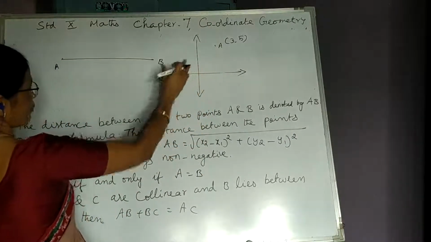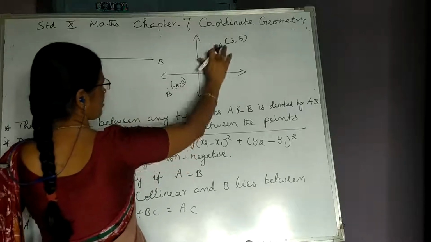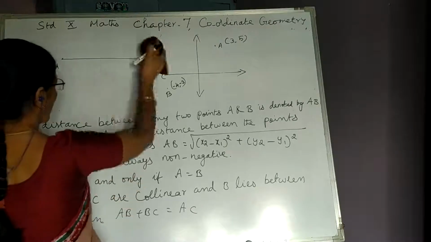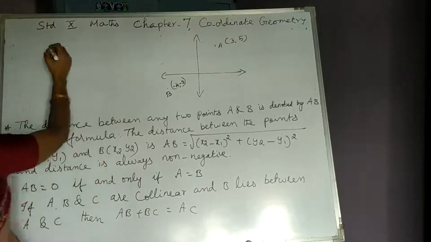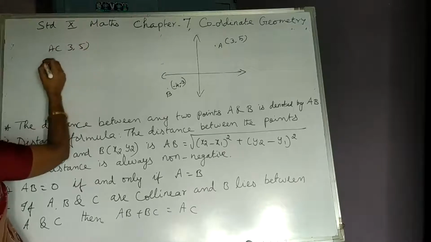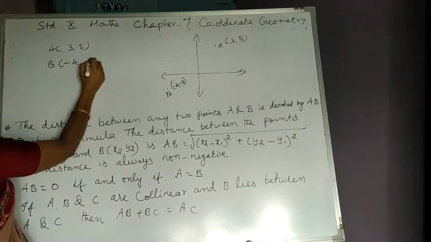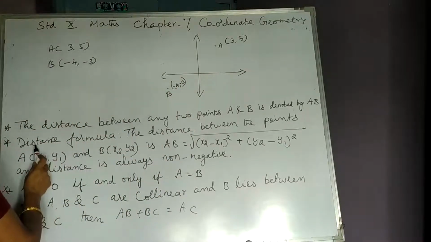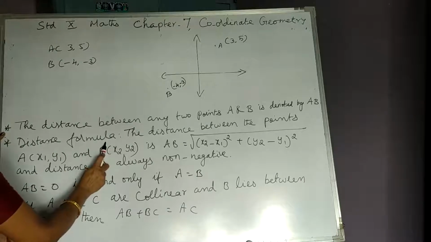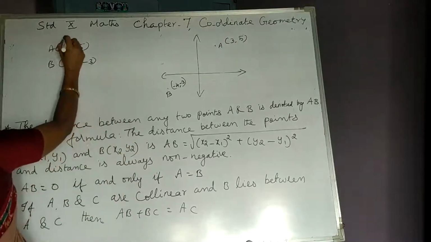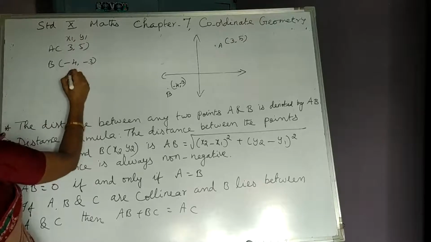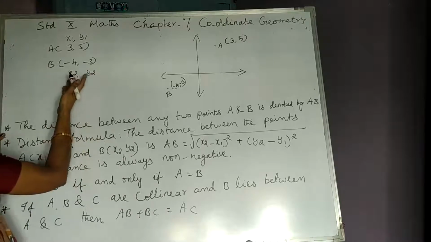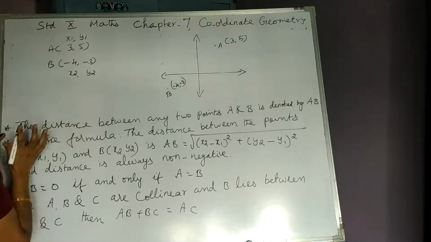If the figure is plotted, we can measure using a ruler. Whereas when the figure is not given, only the coordinates of A and B are given, the question is: find the distance between A (3, 5) and B (-4, -3). In that case, we are going to use a formula called the distance formula. What is the distance formula? The first coordinate is taken as x1, y1 and the second coordinate x2, y2. Or if you want, we can interchange this as x1, y1 and that as x2, y2.